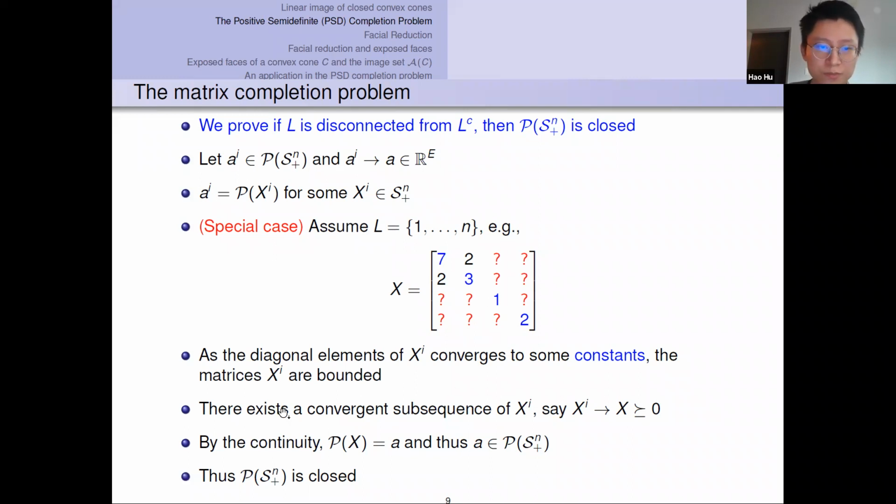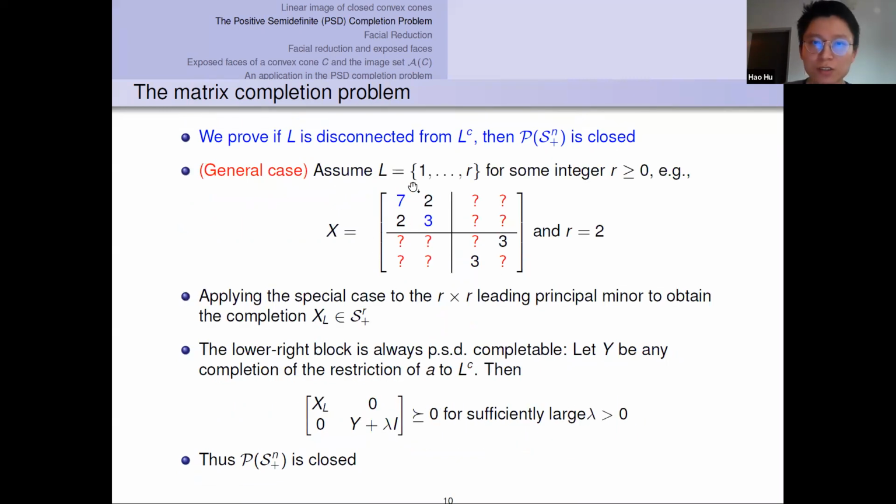So if you have a bounded sequence, then there exists a convergent subsequence, and we just assume that X_i itself is convergent to some X positive semi-definite. Now, by continuity of the projection, the projection of this limit X is precisely the little vector A at the beginning. And this shows that the vector A is PSD completable, which means it is in this set again. And this shows that the linear image is also closed. The general case is actually an application of this special case.